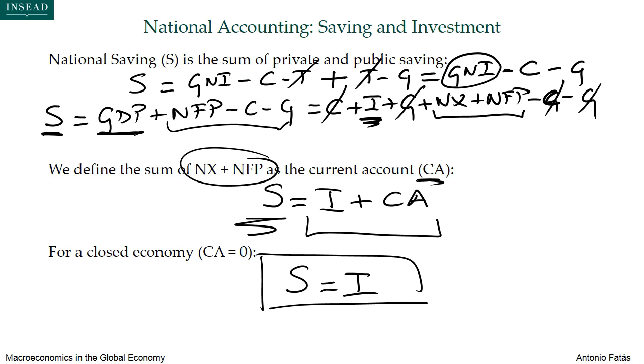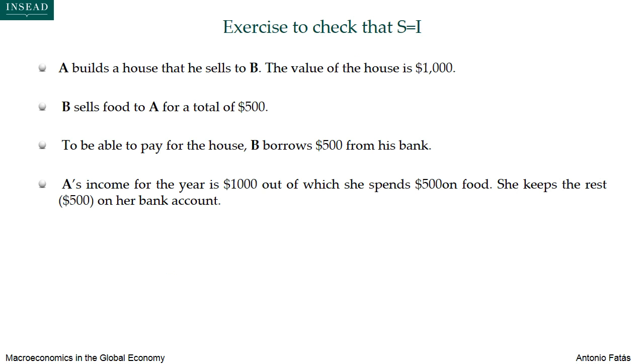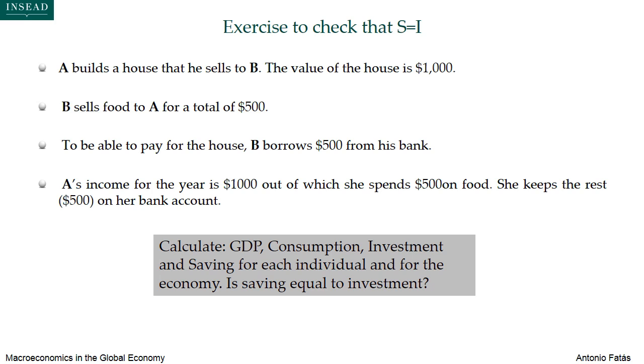Now, just to make sure that the logic behind this expression, that for a closed system, saving and investment have to be equal, is clear, here is a very simple exercise where we have an economy represented by two individuals and a couple of transactions, where I would like you to think about what is the GDP of the country, what is the consumption, the investment, and the saving, both for each individual and for the whole economy, and then just check that saving is equal to investment. And this should give you an intuition of why, in the real world, saving has to be equal to investment at any point in time.